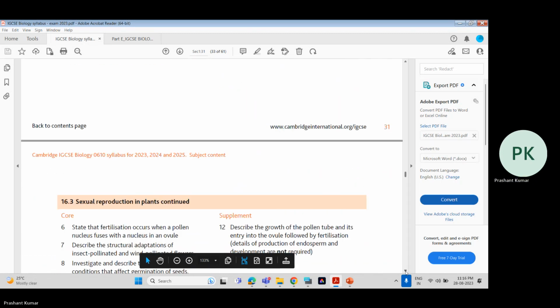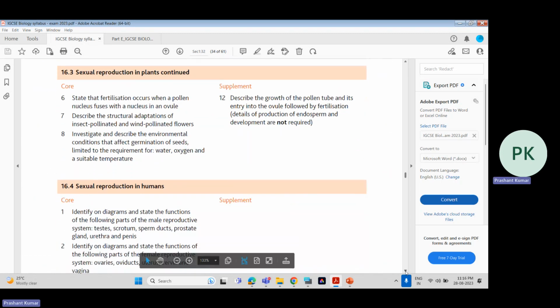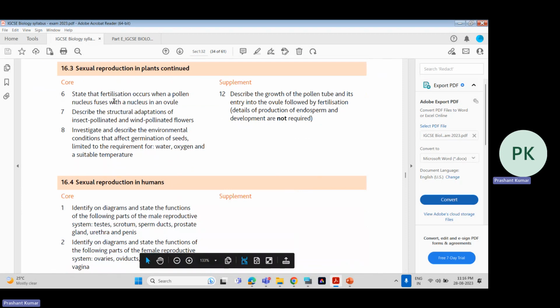Then we'll discuss the fertilization process, how it takes place. Then we'll discuss the structural adaptations of insect and wind pollinated flowers. Then there is an investigation where we will see the conditions required for a seed to germinate. Here we will limit our investigation to water, oxygen, and stable temperature. Describe the growth of the pollen tube and how fertilization takes place.